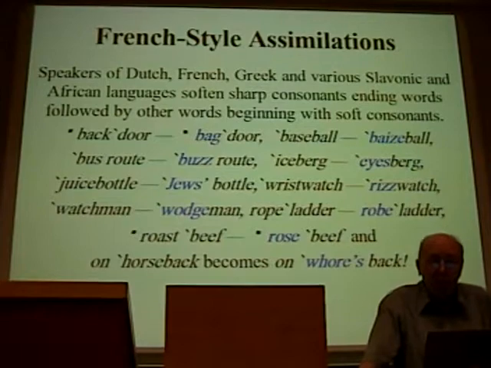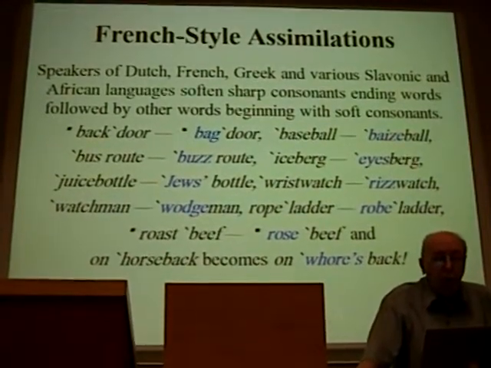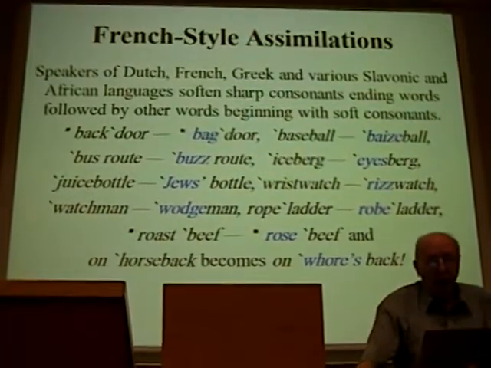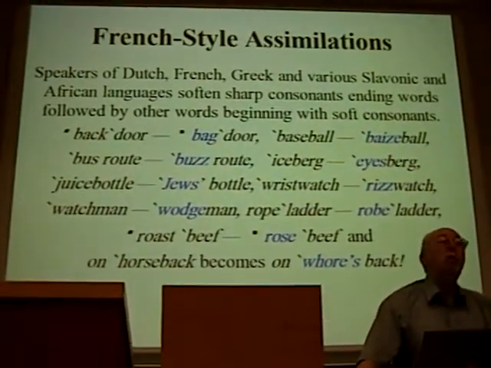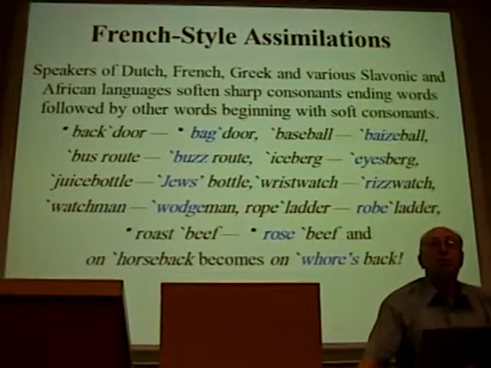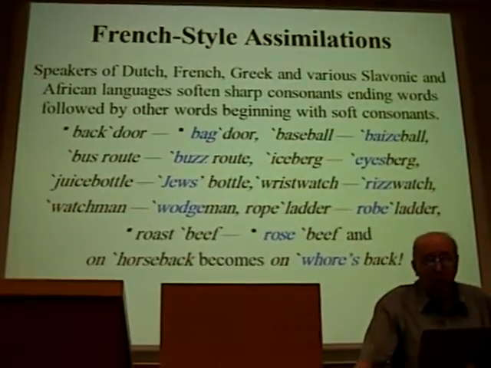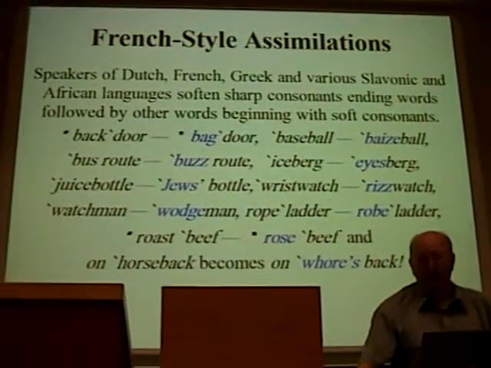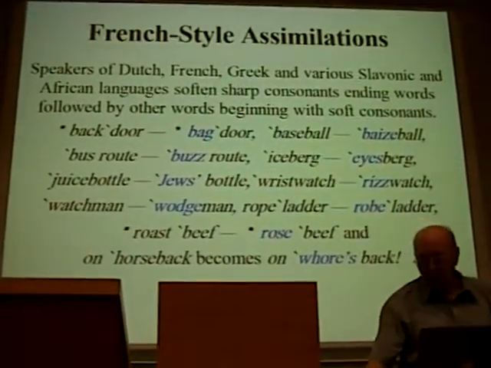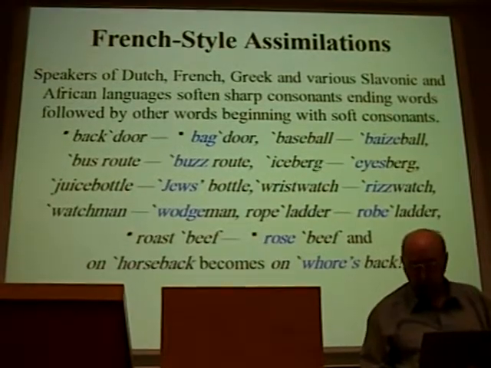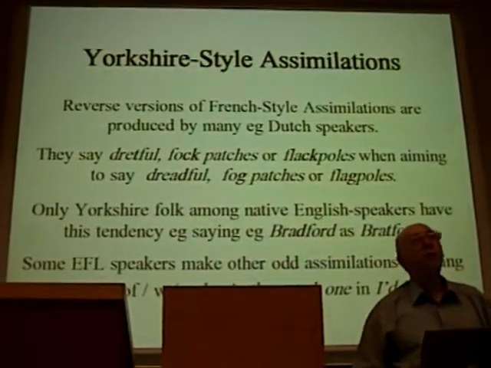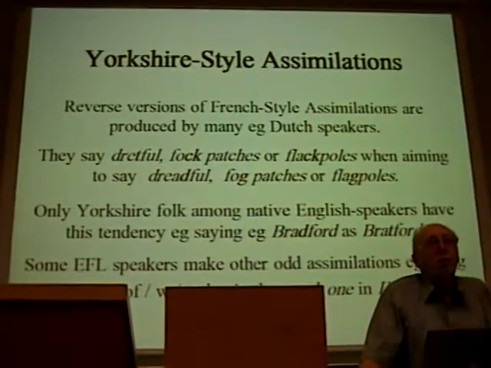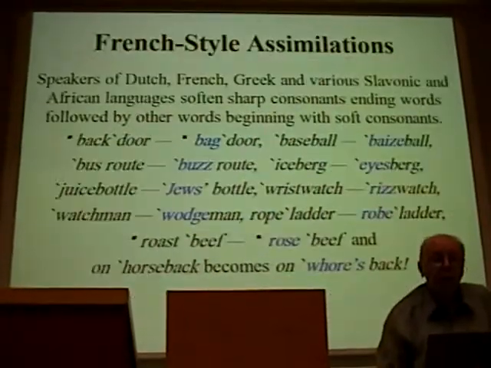Whatever a "riz" is, I don't know. But "watchman" becomes "wotchman". "Rope ladder" becomes "robe ladder". And "roast beef" becomes "rose beef". Very, very strange. And worst of all, "horse ball" becomes "hawss ball". If you know what the word "ball" means, you know that's not a very good association to be suggesting falsely. Okay? It means a very naughty woman. Now that's what I call, what did I call them? French style.